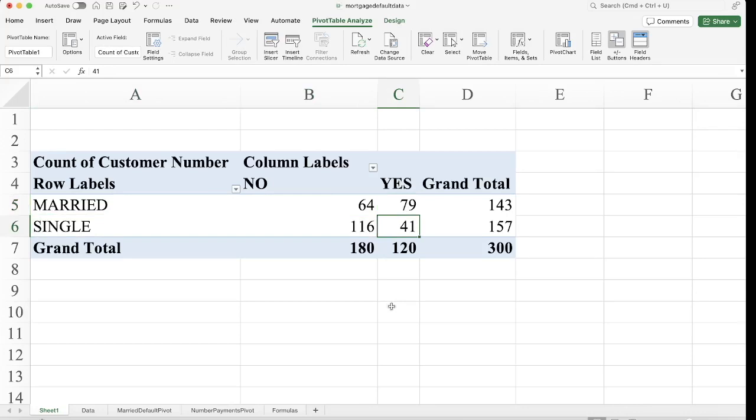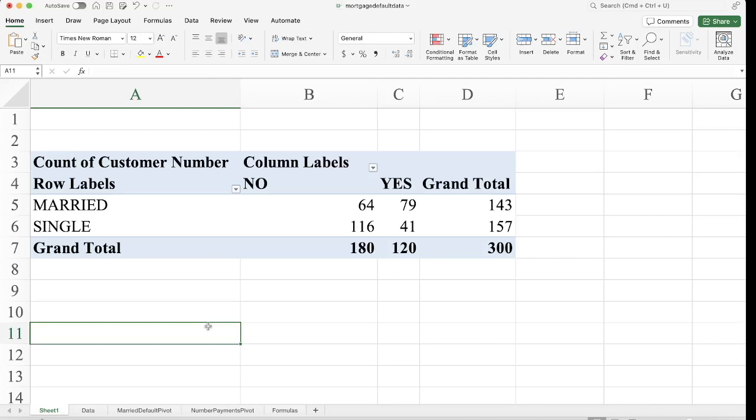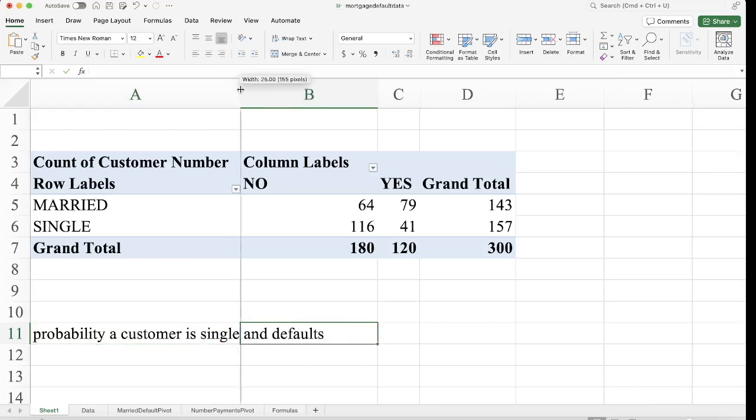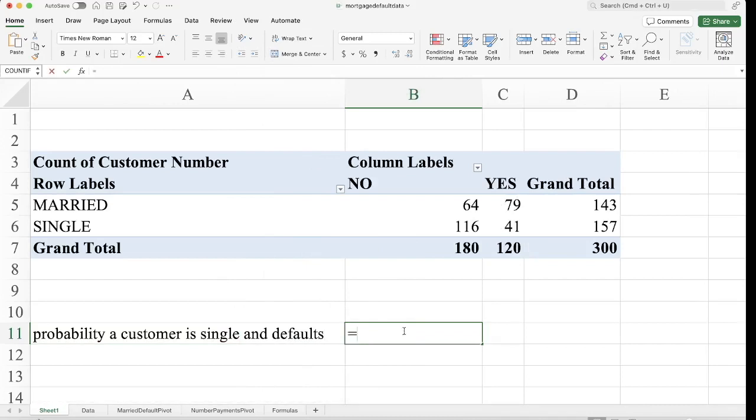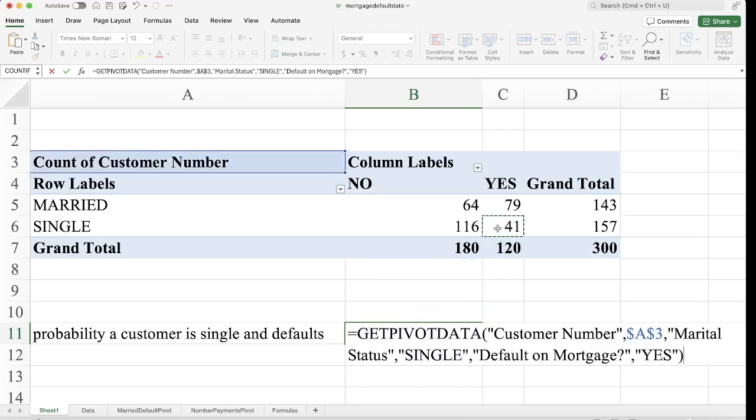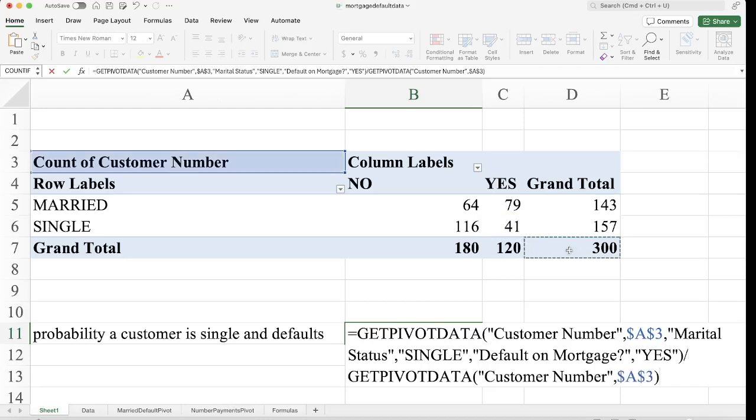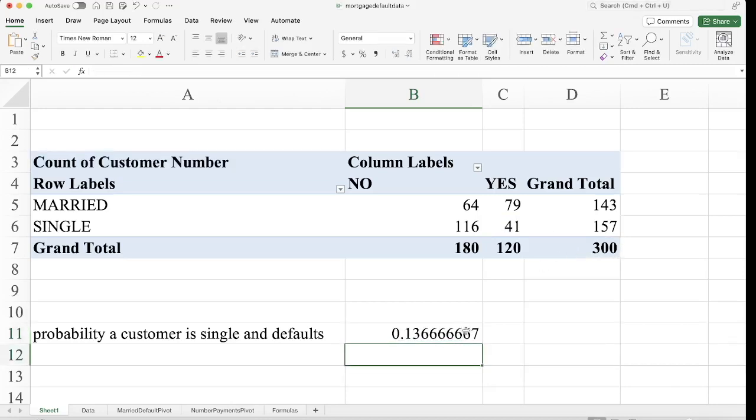Let's say that I wanted to calculate some different probabilities. Maybe I wanted to calculate the probability a customer is single and defaults. If I wanted to do that, I'd look at the number that were single and defaulted, which is 41, and I'd divide by the total, which is 300. This would end up being about 14%.